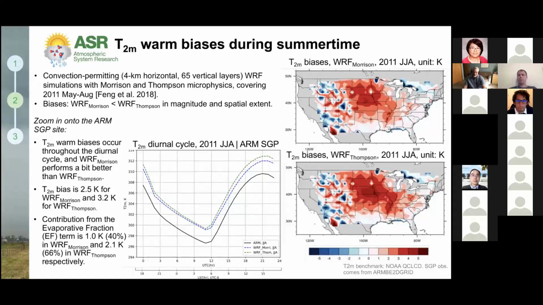And if we zoom into the ARM SGP site, we found that T2M warm biases occur throughout the diurnal cycle in both simulations, and the bias is 2.5 Kelvin for the WRF-Morrison simulation and 3.2 Kelvin for the WRF-Thompson simulation. And the contribution from evaporative fraction is 1 Kelvin for the former and 2.1 Kelvin for the latter. Next slide, please.